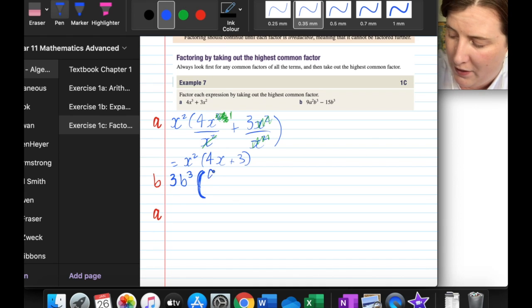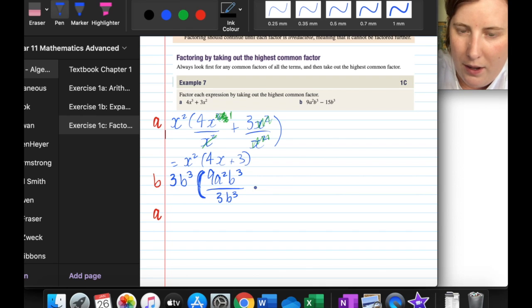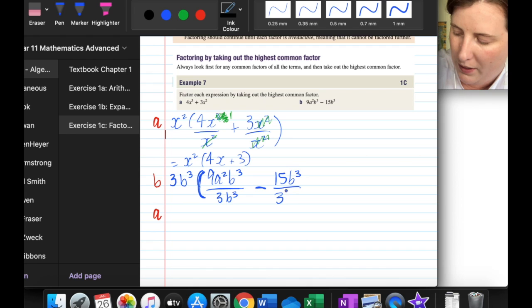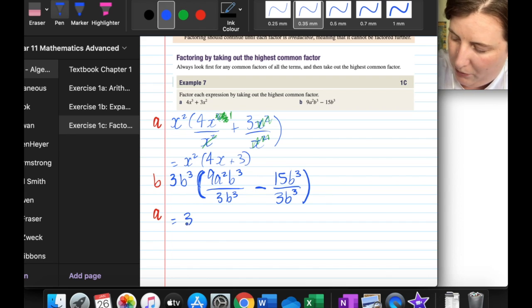So we've got 9a squared b cubed over 3b cubed minus 15b cubed over 3b cubed. You do not have to do this step. I would actively encourage you not to. Anyway, we've got 3b cubed outside of.